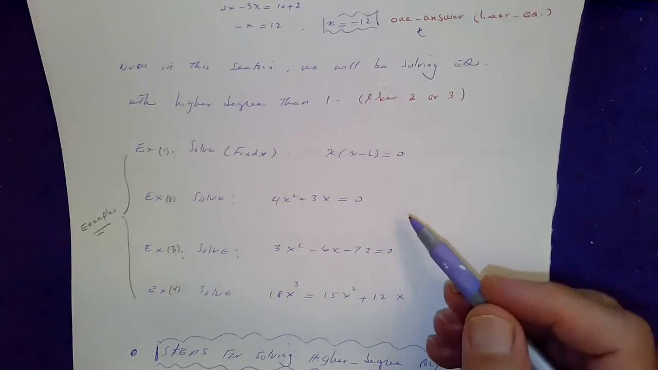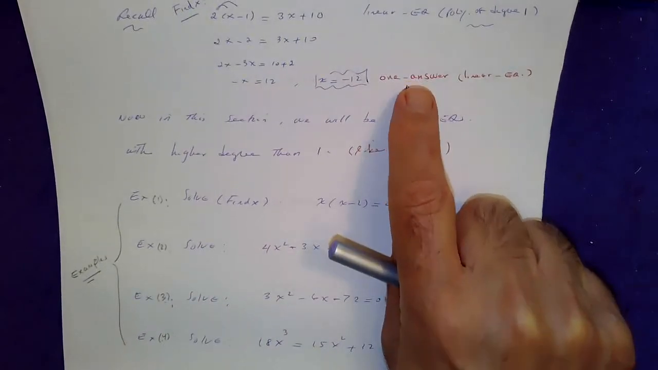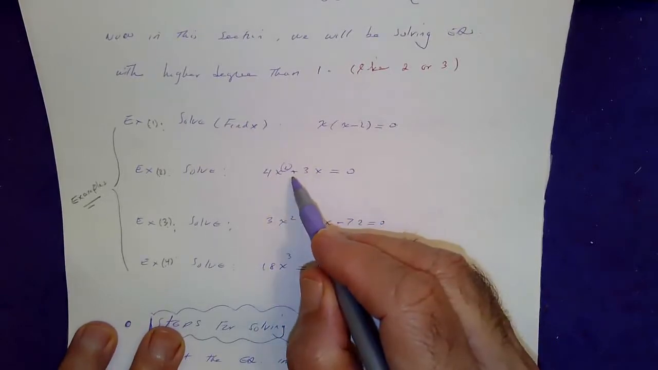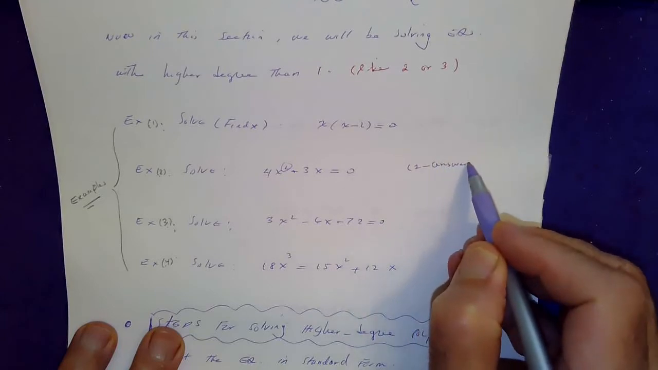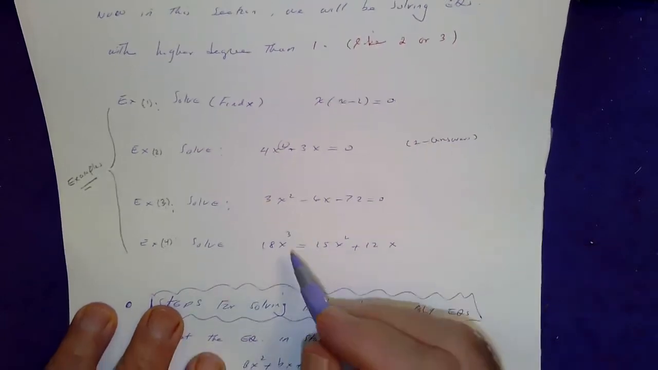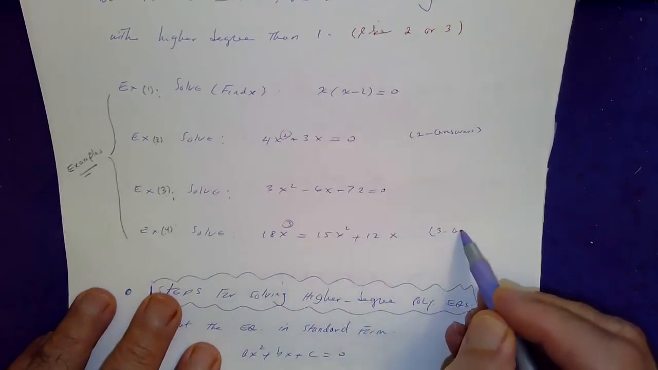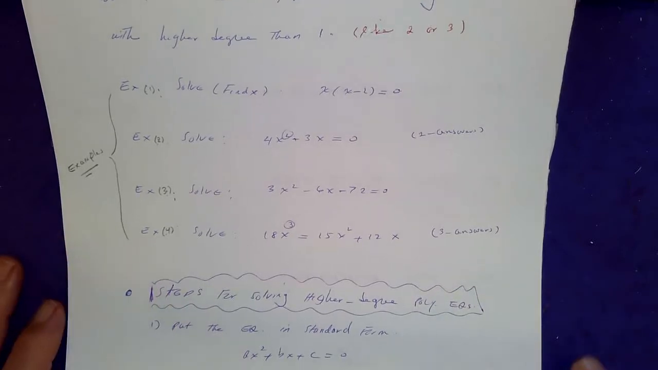So, obviously, I'm going to get more than one answer depending on the highest power of x. If the highest power of x is 2, I'm going to get 2 answers for x. If the highest power of x in the equation is 3, I should expect to get what? 3 answers at the end of the problem.